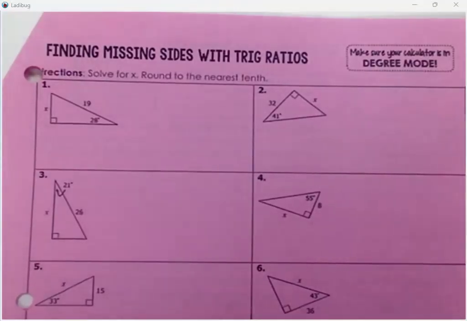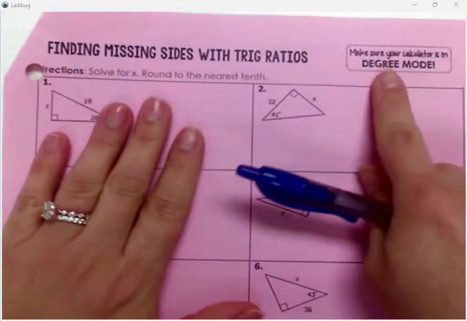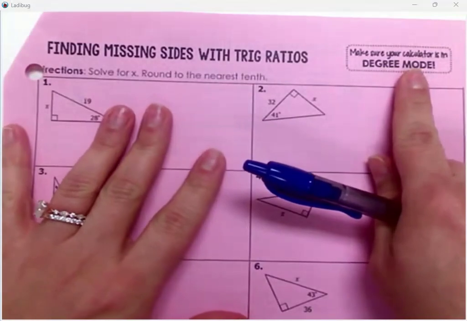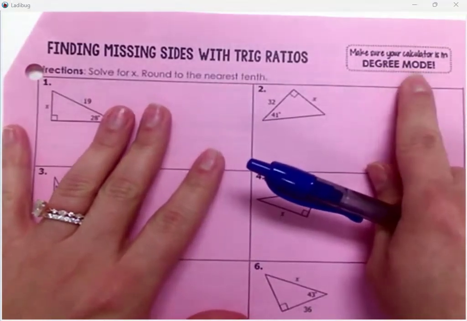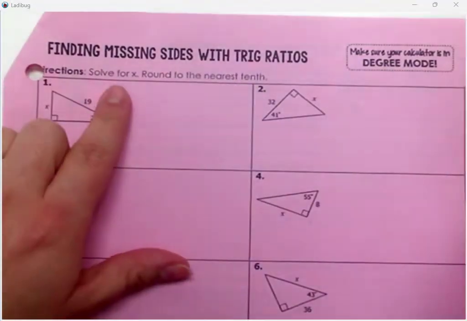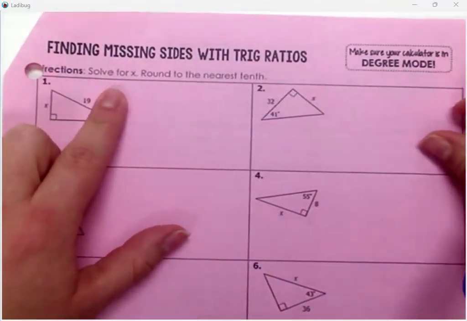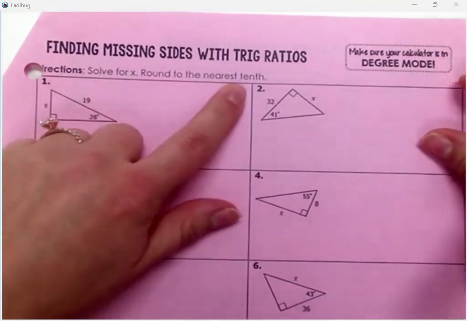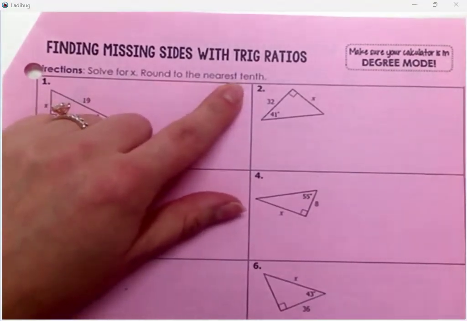Right, so we are starting off with finding missing sides with trig ratios. Once again, your calculator is going to automatically go to degree mode, so make sure that it is in degree mode. Now, what we are going to be doing is solving for x, and we are going to round to the nearest tenth. When you round to the nearest tenth, how many decimal places is that? 1. My bad.